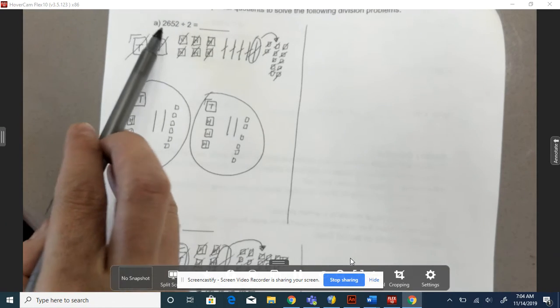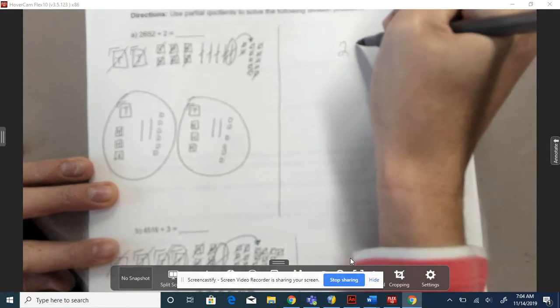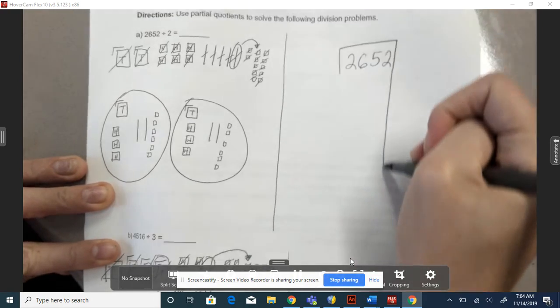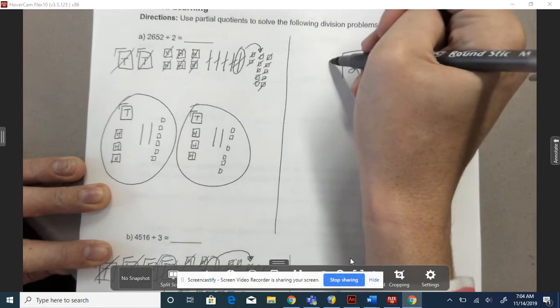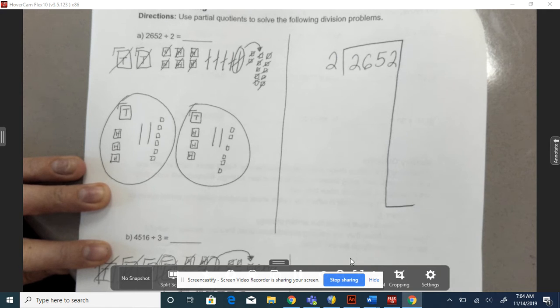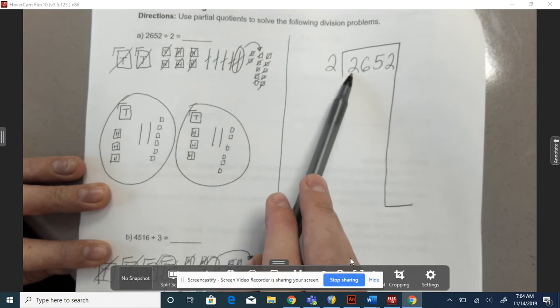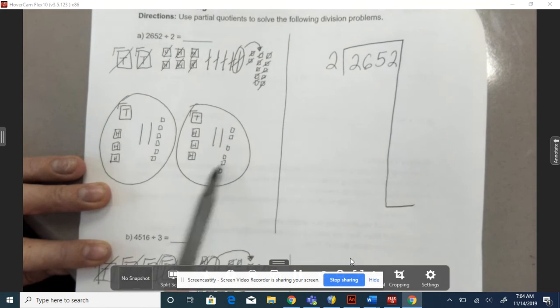I see I have 2,652 as my dividend, so I'm going to write that here in the center. Draw my partial quotient symbol. And I'm dividing into two groups. So I'm putting 2 on the outside because 2 is my divisor. Now, first I'm going to think how many do I need to put in each group if I have 2 groups to get somewhere close to 2,000, because the 2 is in the thousands place. Well, I'm going to use this to help me here.